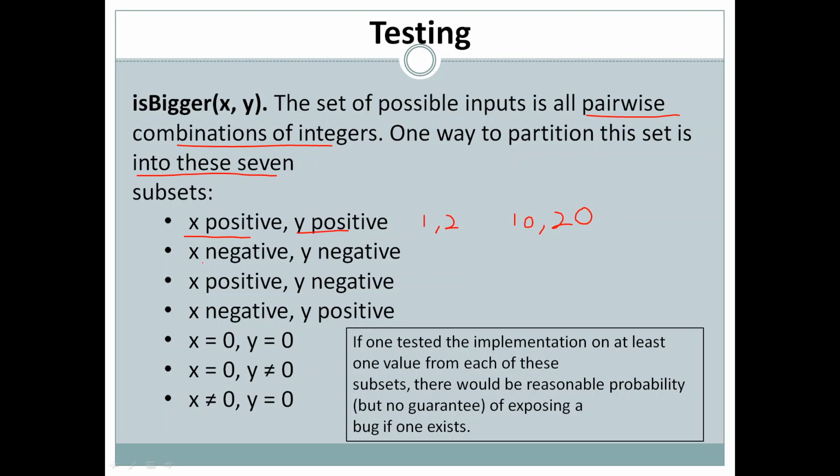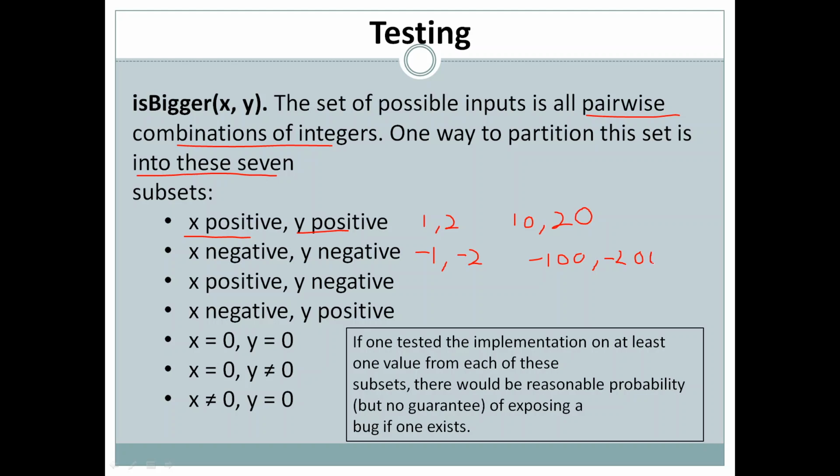Then x is negative, y is negative. We have to even test for negative values, because as in the specification it is given that x and y are assumed to be integers. So integers can even be negative integers. So we may need to test for negative values, that is -1, -2, or any other negative values like -100, -200, or some other negative values.